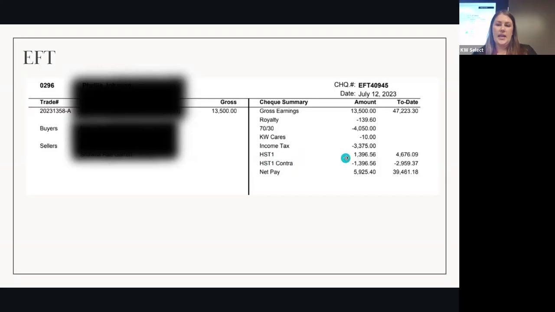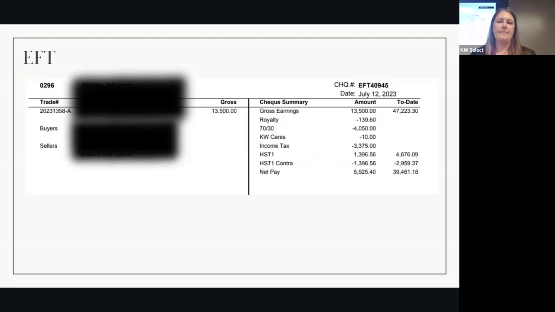Same thing with HST. We can also hold your HST. You can see this on this EFT. We're paying them $1,396 of HST, but then we're also taking it right back off and not actually giving it to them. So these two kind of cancel each other out. They did earn $1,400 in HST, but we didn't give it to them. I'm holding it in our account.